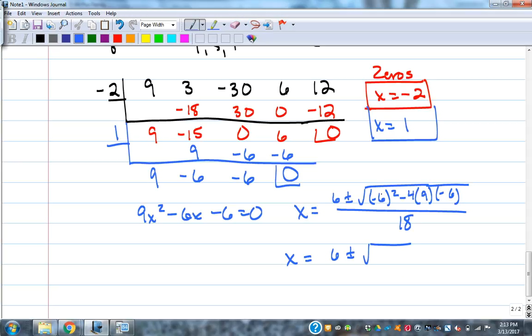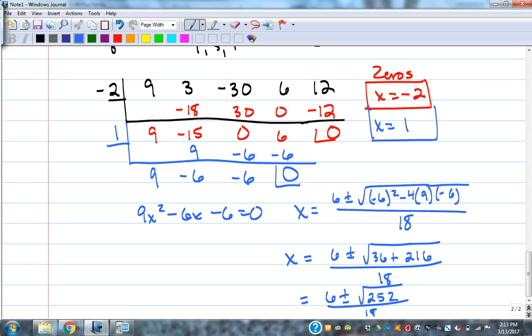What is that? 6 squared is 36 plus 24 times 9. It's 180 plus 36 is 216. Is that right? I'll check my math here because I'm trying to not use a calculator. 252. Is the discriminant 252? All right.